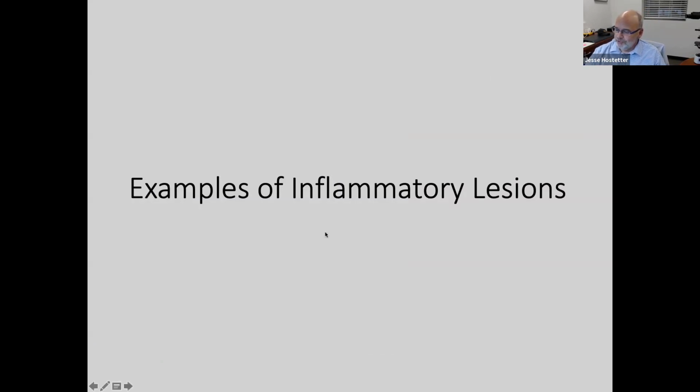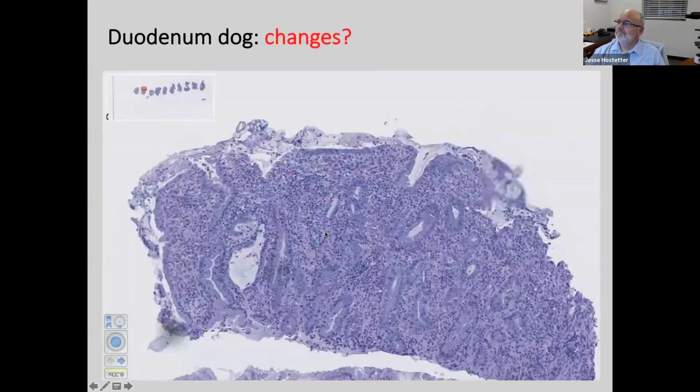So let me show you the first one. I'm going to open my Q&A screen. So I'm hoping you guys will participate in this. This is a dog with chronic diarrhea and weight loss. Can you name 3 changes that are here? There's more than 3, but I'm going to show you a few images here and you name 3 changes. This is duodenum. So I'm just going to stop talking.